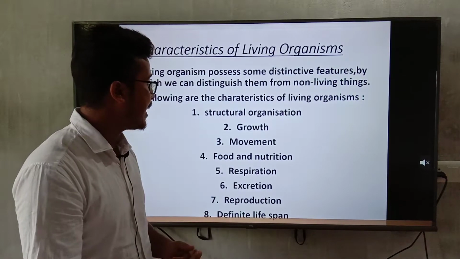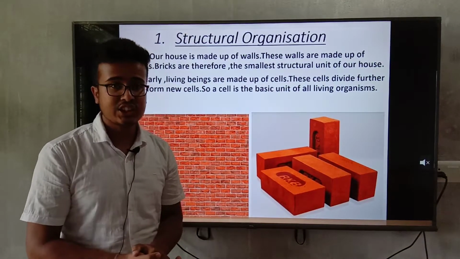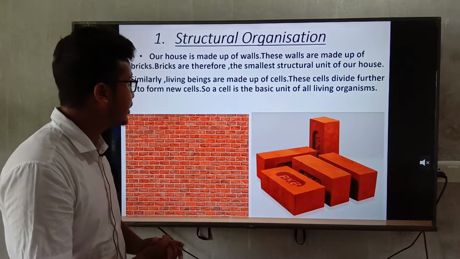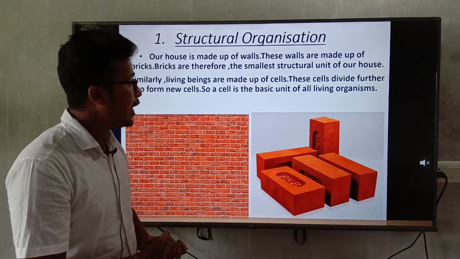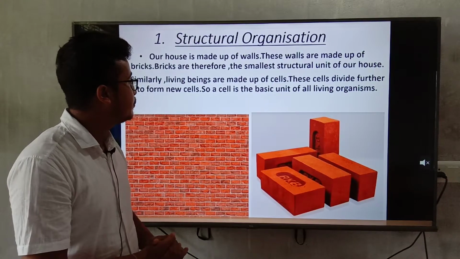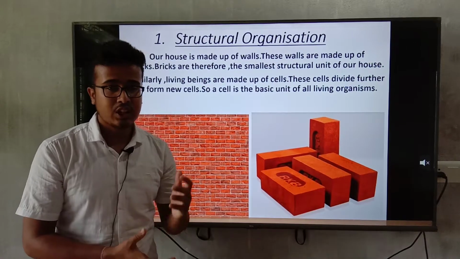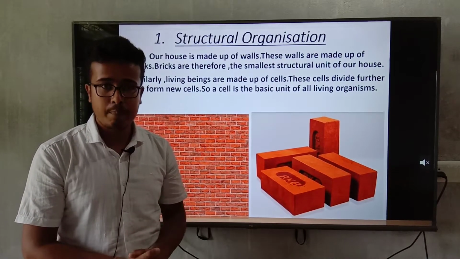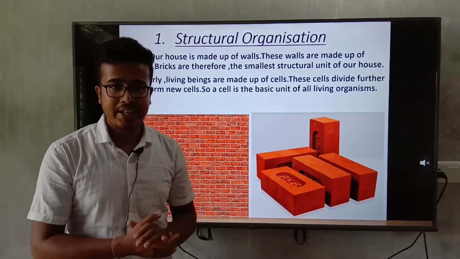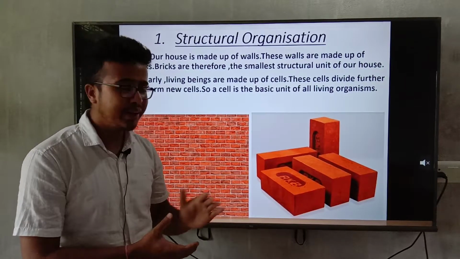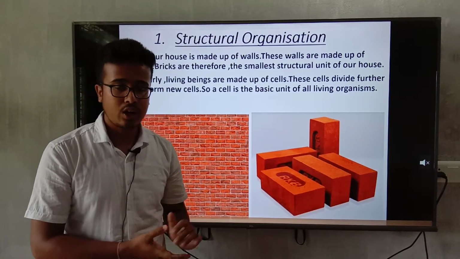Our first characteristic is structural organization. You can see here, our house is made of walls. These walls are made of bricks. So bricks are the smallest structural unit of our house. As we know, a wall is made of a group of bricks. Many bricks together can make one wall. So the brick is the structural unit of a house, or a wall.